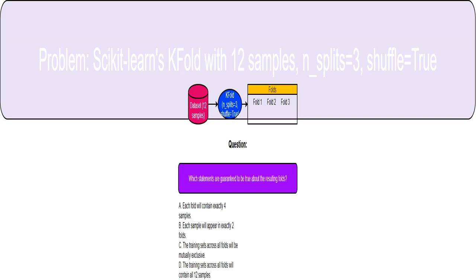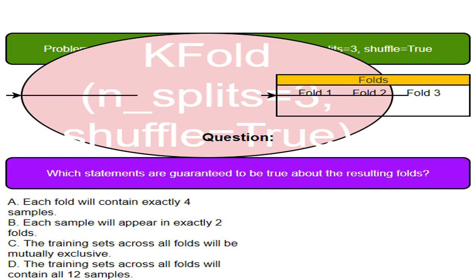I'm working with a dataset that contains 12 individual data points. I'm using the KFold technique to split the data into 3 distinct groups, folds, for cross-validation. The shuffle=True argument ensures that the data points are mixed up before division for a more robust evaluation. KFold is an abbreviation of KFold cross-validation.